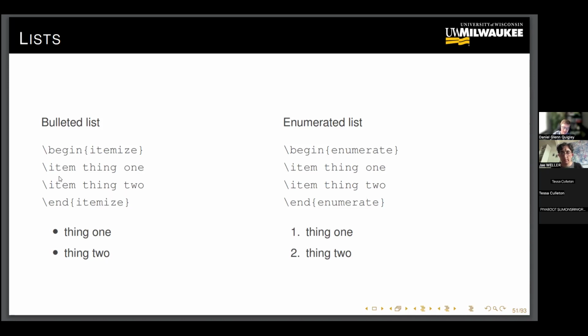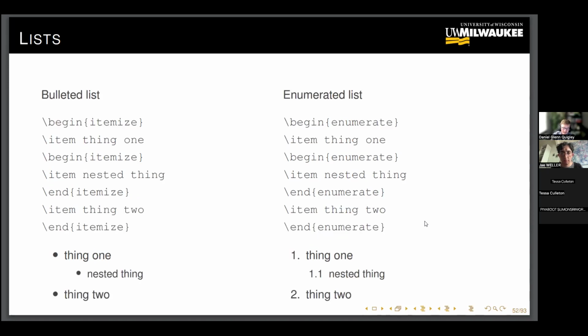So within this environment, I do \begin{itemize}. I have item one, item two, or in this enumerated list, item, item. I can get fancy and I can nest those environments. So here I am nesting the itemize, nesting the enumerate.